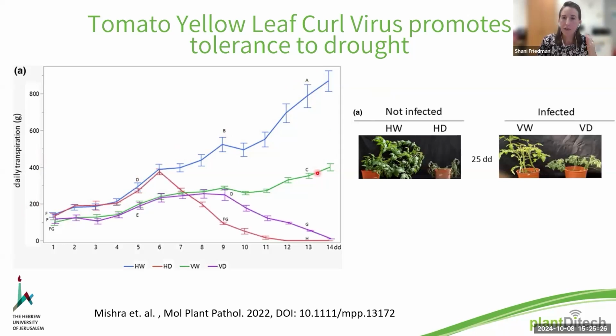Interestingly, they tested how virus infection impacts drought tolerance. When exposed to drought, virus-infected tomatoes are more resilient than uninfected plants. The inoculated plants reached the critical point later. You see, the healthy ones got to the critical point earlier than the virus-infected. So in the pictures, you can see the healthy plants, how they look really bad, and the virus-infected are still standing strong.